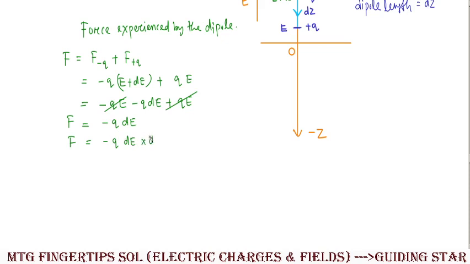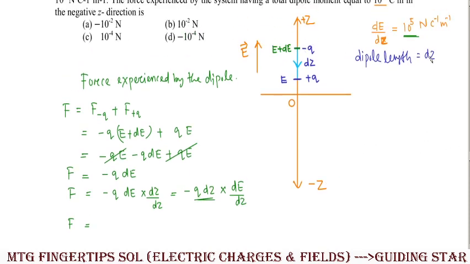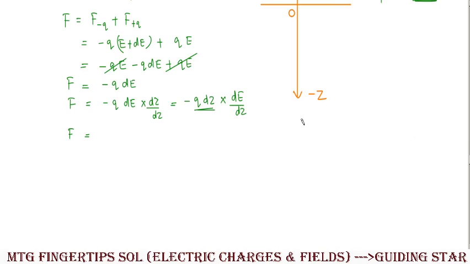So multiplying by dz and dividing by dz, we will be getting minus q into dz whole into dE by dz. Clear, so we have just done some arrangement. But what is the minus q into dz? If we look at over here, dipole length is taken as dz, either of the charges are separated by a distance of dipole length, that means the dipole moment over here will be how much, q into dz. Clear, dipole moment यहाँ पे कितना होगा, q into dz. So finally it will be minus p into dE by dz.